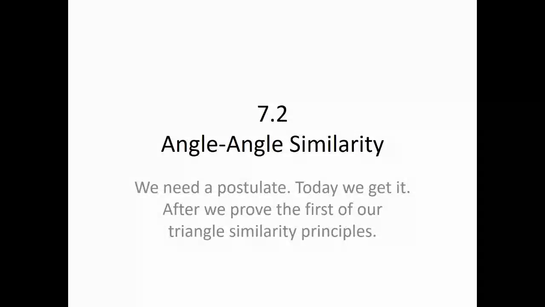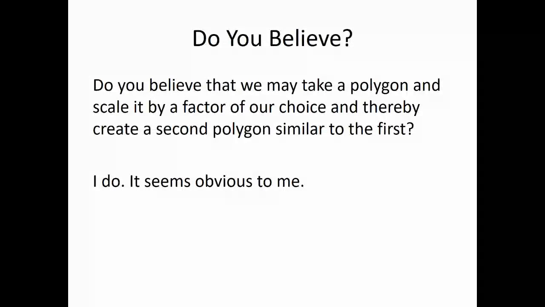And then we will go on to prove that if two angles of one triangle equal two angles of a second triangle, those triangles are similar to one another. Okay, so let's talk about the postulate to begin with. So let me ask you this first. Do you believe that we may take a polygon and scale it by the scale factor of our choice and thereby produce a second polygon similar to the first? The answer seems obvious to me. The answer seems yes, right?